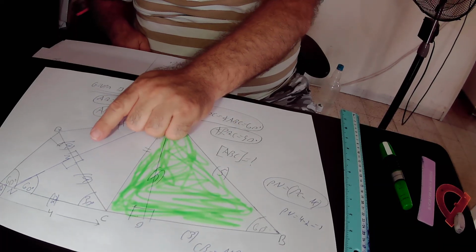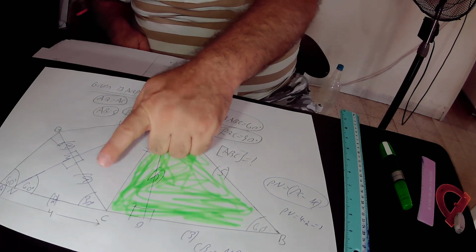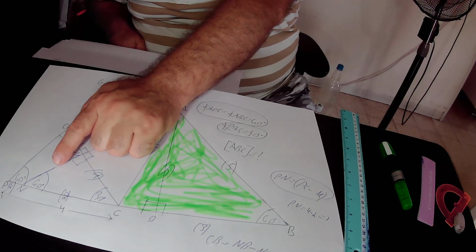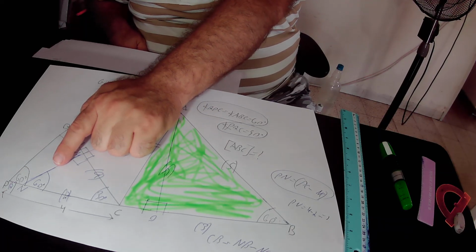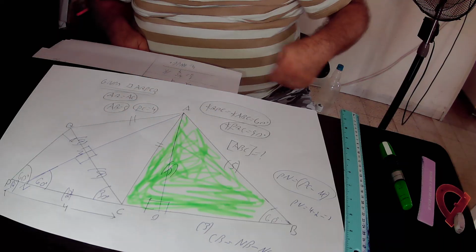In the small right triangle MNC, 30 degrees plus 90 degrees is 120 degrees. And therefore this third angle must be equal to 60 degrees, according to the sum rule that says that the sum of the angles in any triangle is equal to 180 degrees.